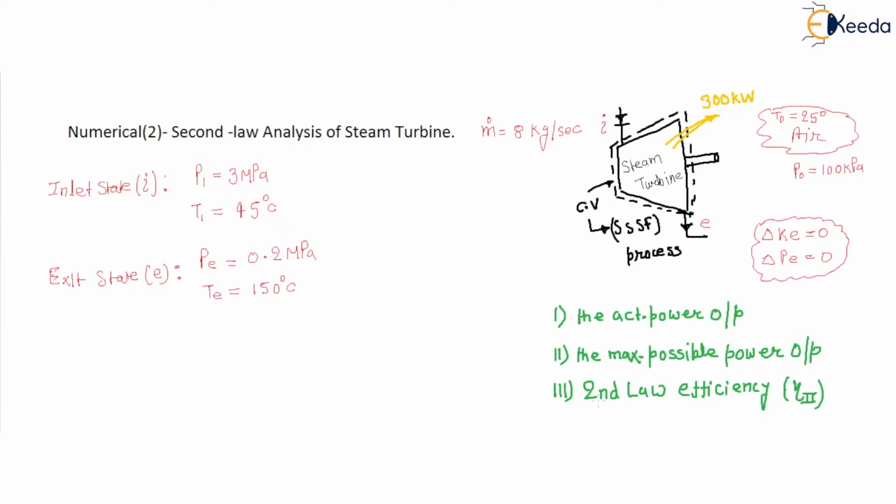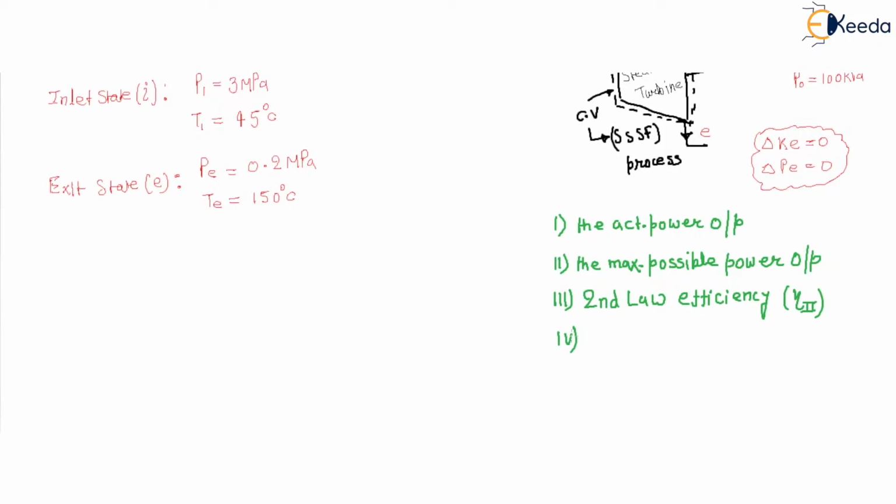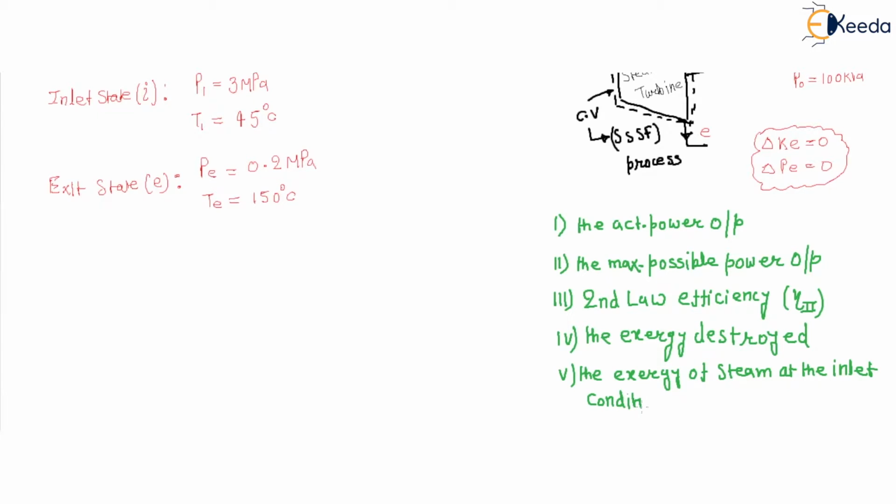Number fourth is the exergy destroyed, and number fifth is the exergy of the steam at the inlet condition. So these have to be calculated.